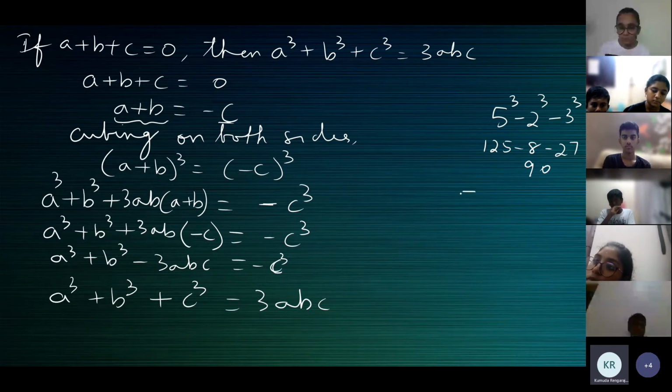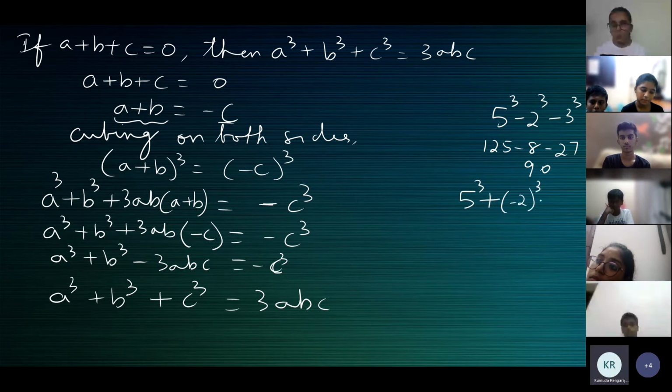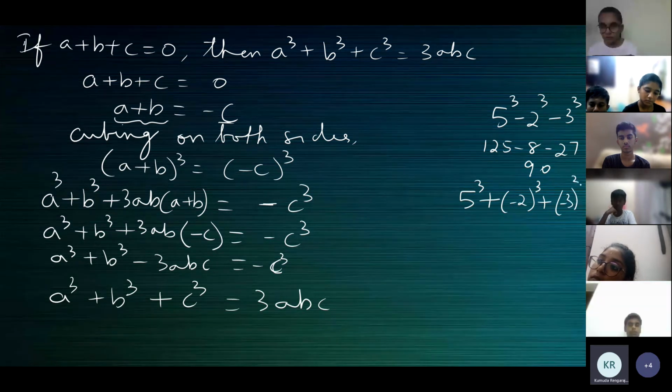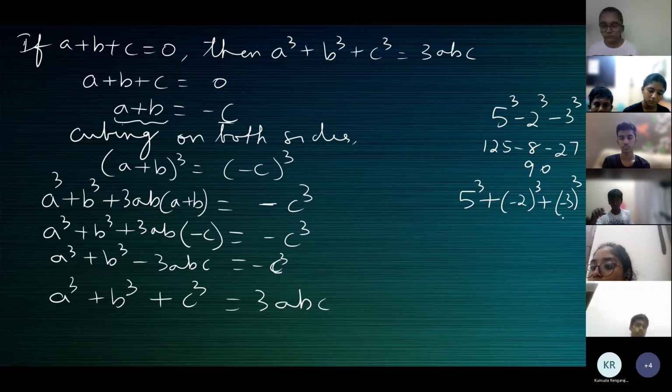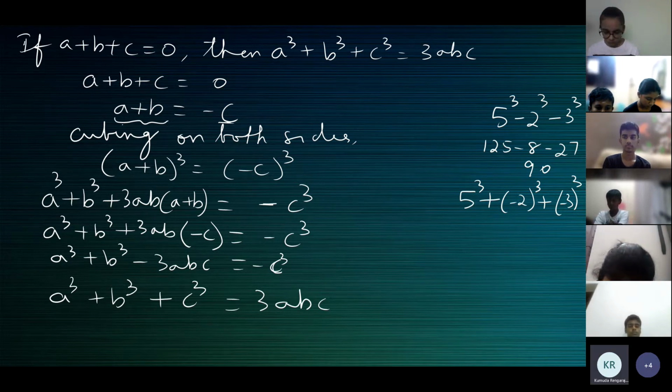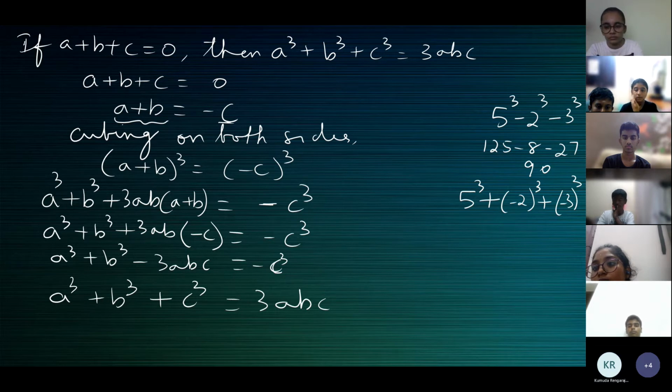Now, see here. 5 cubed, plus minus 2 the whole cubed, plus minus 3 the whole cubed. You must first express it in the form a cube plus b cube plus c cube. You can take the minus inside. When you take a plus outside, it doesn't alter the value. First, write the given expression as a cube plus b cube plus c cube. Now check what is a plus b plus c.